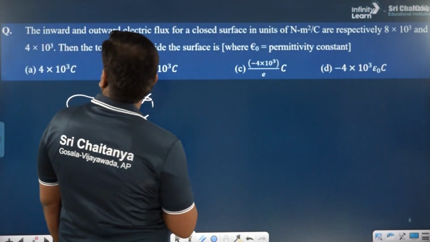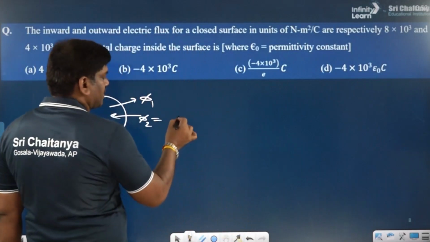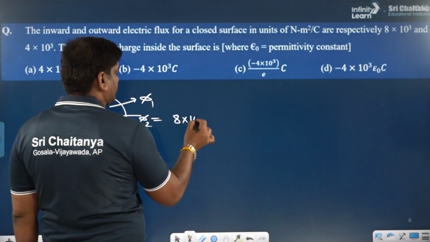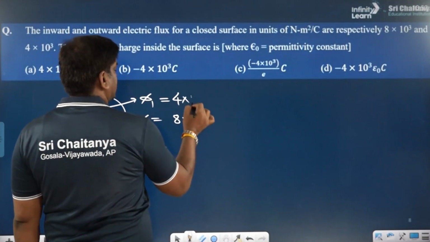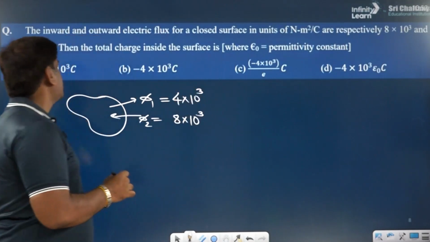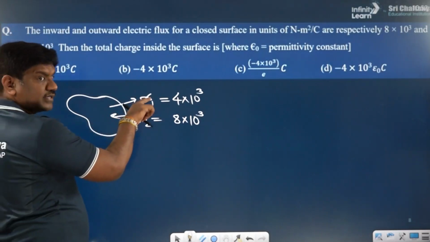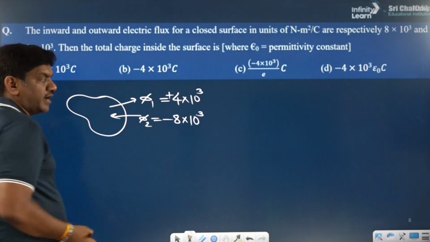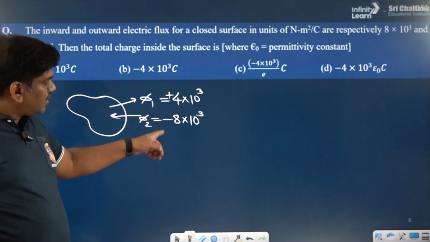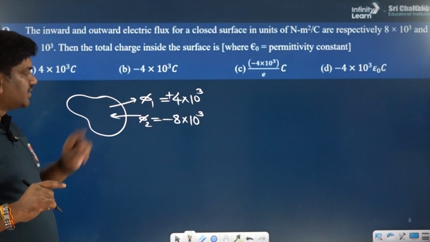So what is the inward flux? It will be 8 into 10 to the power 3. What is the outward flux? It will be 4 into 10 to the power 3. But we are missing something. What is that? The sign. As I told you, always the outward flux is taken to be positive. Always the inward flux is taken to be negative. That's why while writing down these fluxes, you have to take care of the sign convention. This is negative, this is positive.